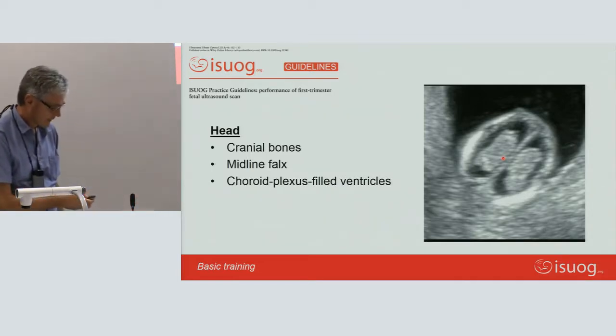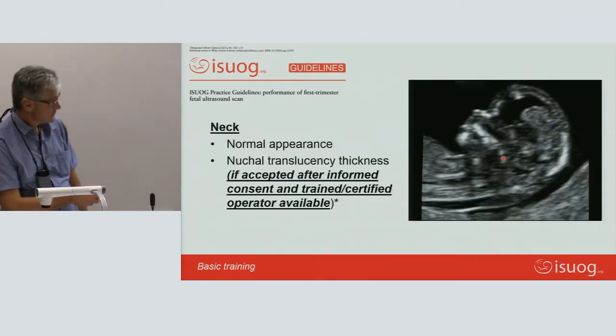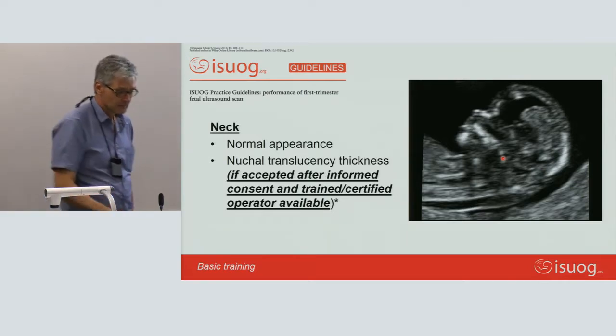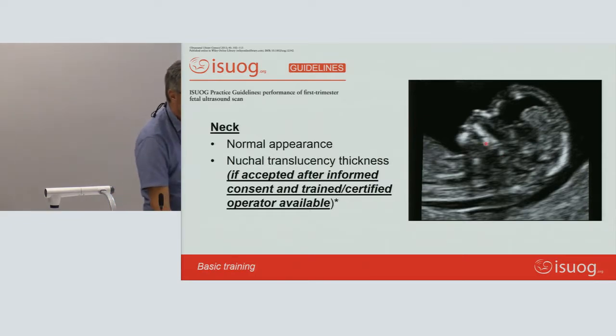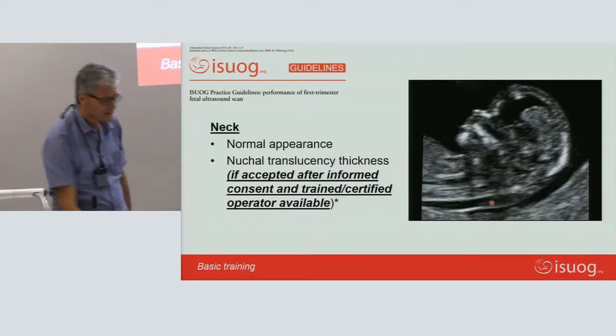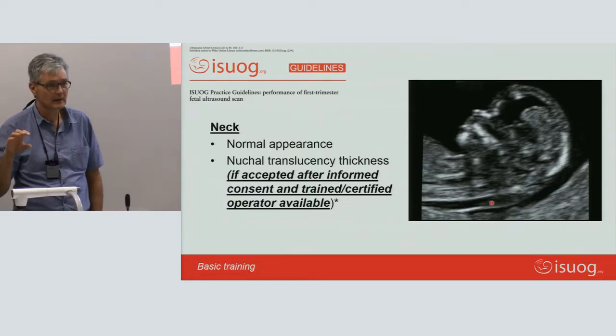Right. So that's the head. And in the neck, basically, you want to know that there's a normal appearance of the neck. If that is the head, then that's obviously the neck. And the neck goes from front to back. And we're especially interested in what the nuchal translucency thickness looks like.